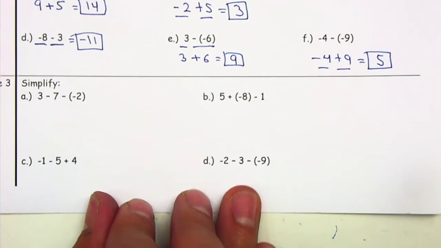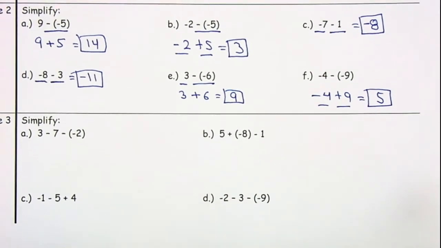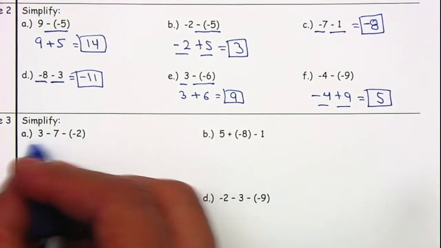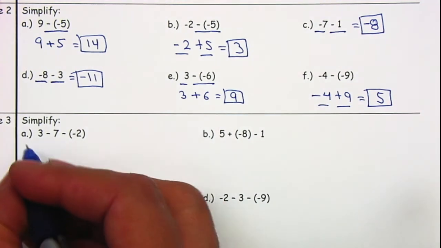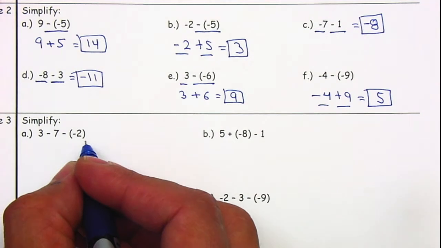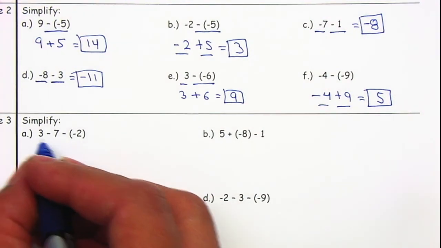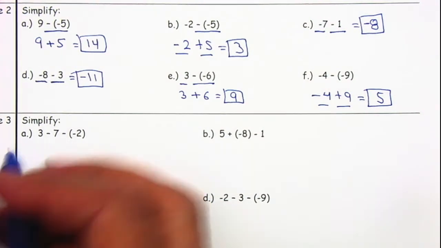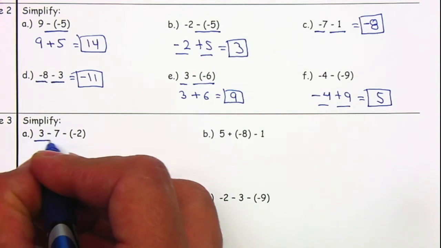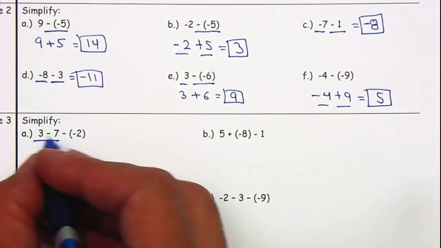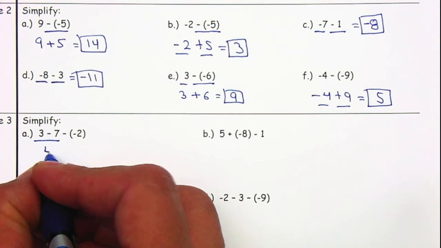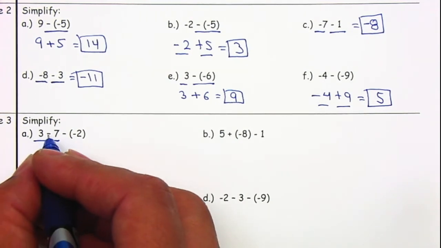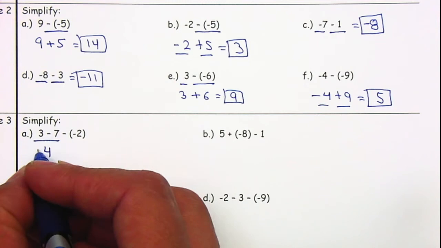Let's continue with example number 3. For example number 3, we have more than one operation. We are going to work from left to right to be able to simplify it. We have 3 minus 7 minus negative 2. We simplify the first two. They have different signs, so 3 minus 7, different signs, so we're going to subtract, and we're going to keep the sign of the bigger number, which is the 7, that's a negative.